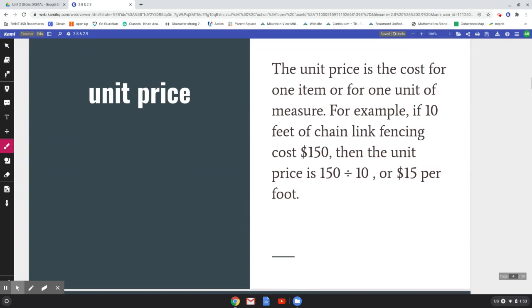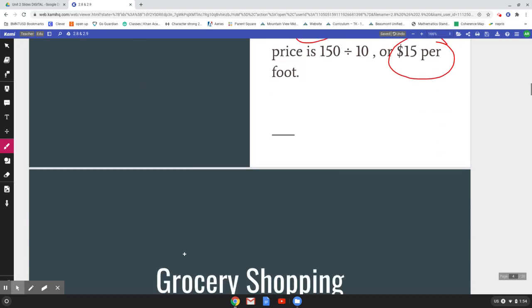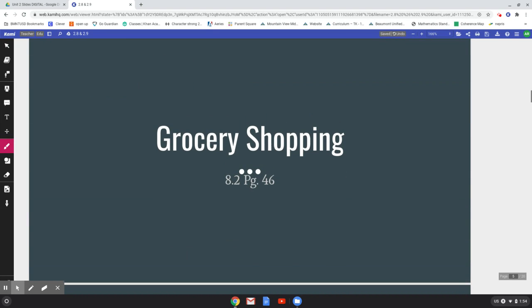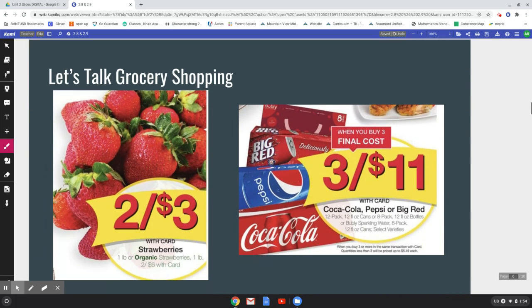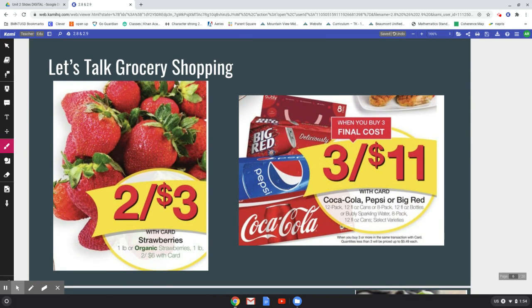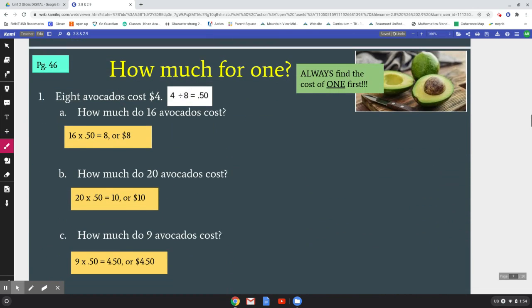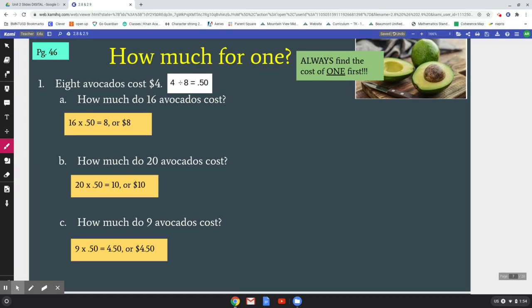It says the unit price is the cost for one item, for one unit of measure. For example, if 10 feet of chain link fence cost $150, then the unit price would be these two numbers divided by each other, and it would equal $15 per foot. So you're in your book on page 46. That's where we begin. And we're going to talk about grocery shopping. So you see things like this, 2 for $3, 3 for $11 when you're at the store. So we're dealing with how much for one.